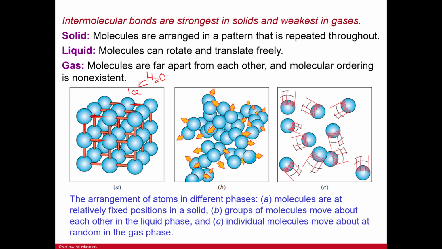When you put ice on the counter, let's say in a room that's 30 degrees Fahrenheit, it's going to stay like this. The bonds are going to stay the same. They're going to be arranged in a uniform pattern, repeated throughout, and they're going to be very strong bonds, and they're not going to move.